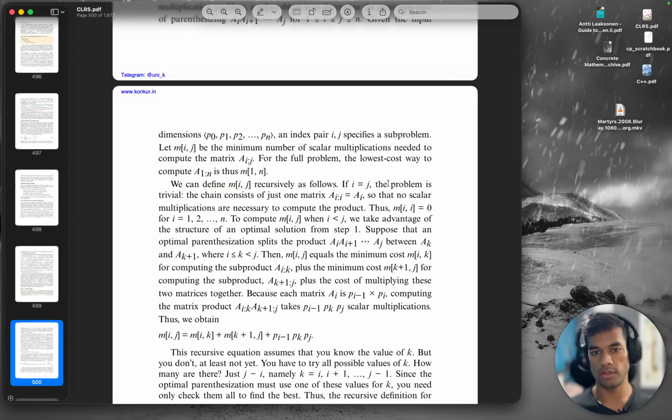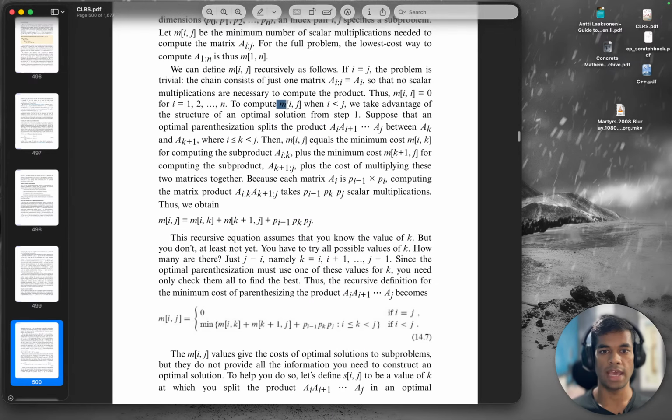If i equals j, the problem is trivial, the answer is 0. The chain consists of just one matrix, Ai, so no scalar multiplications are necessary to compute the product. This mii equals 0 because we didn't multiply anything.